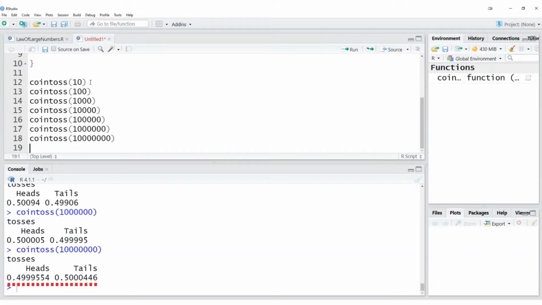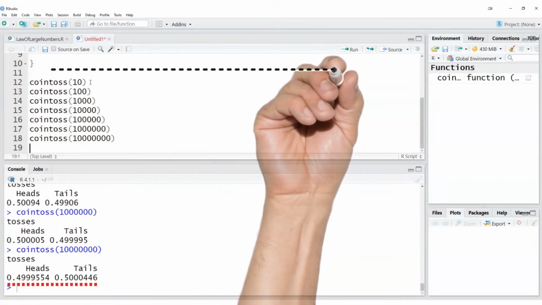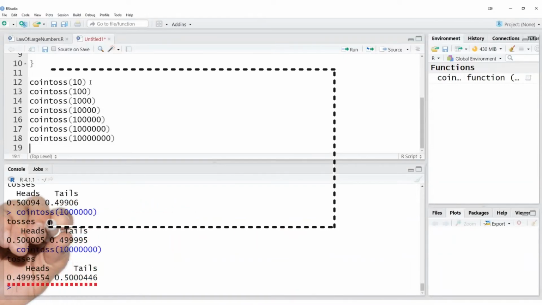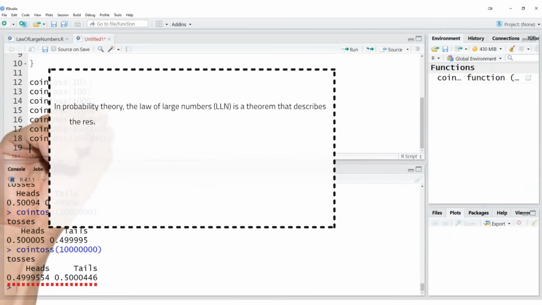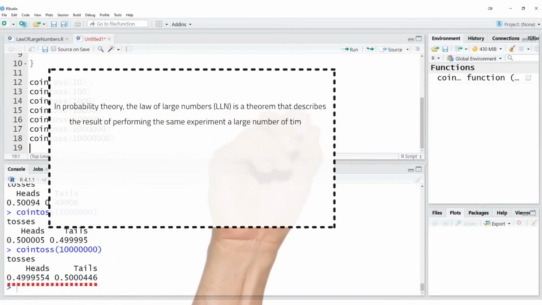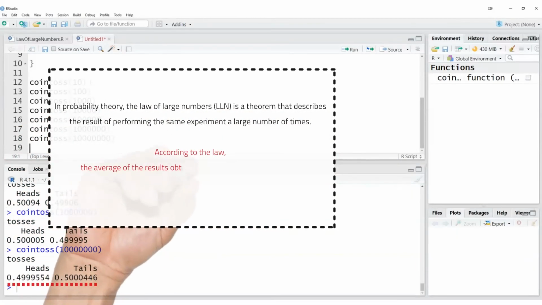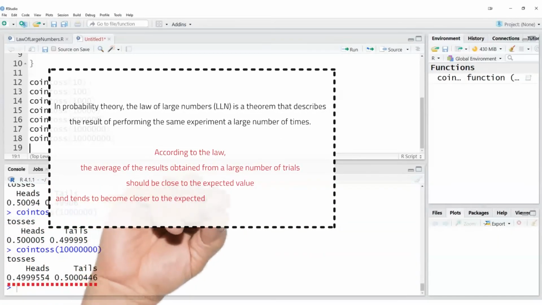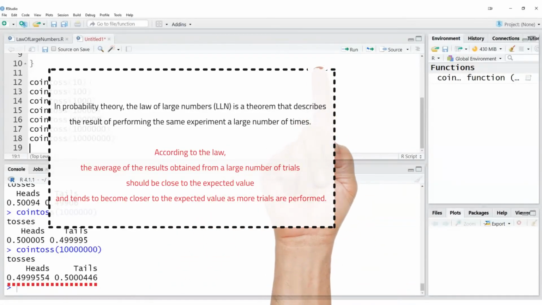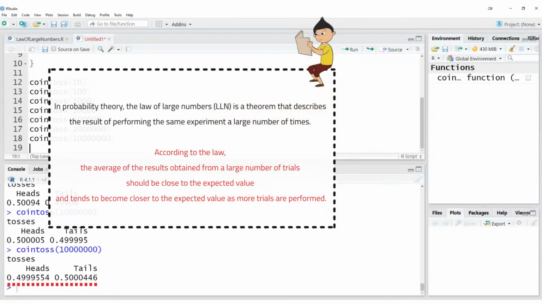We saw that when we tossed the coin more and more times in each experiment, the probabilities were getting closer to the theoretical probabilities. Now let us formalize the behavior which we observed. In probability theory, the law of large numbers, LLN, is a theorem that describes the result of performing the same experiment a large number of times. According to the law, the average of the results obtained from a large number of trials should be close to the expected value and tends to become closer to the expected value as more trials are performed. Practically, we can see that larger samples produce estimates that are consistently closer to the population value.